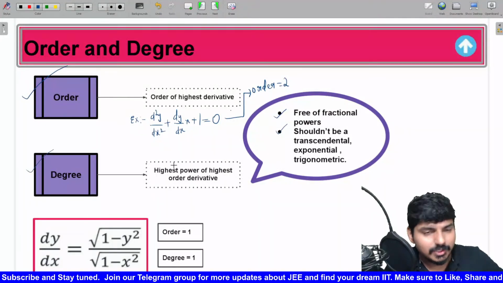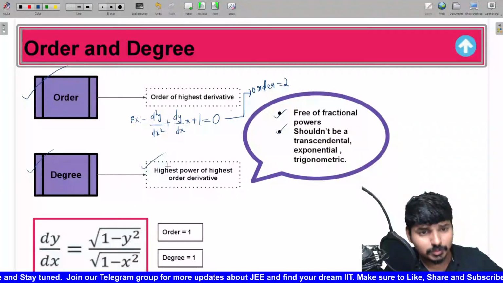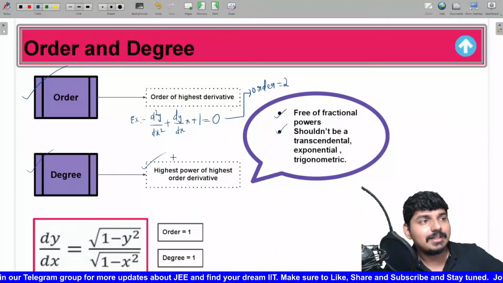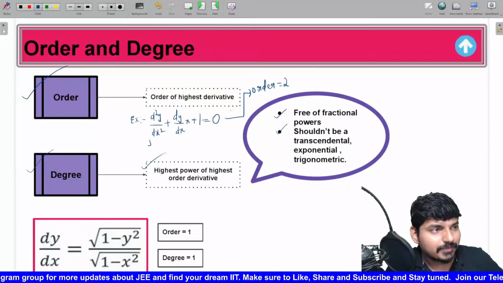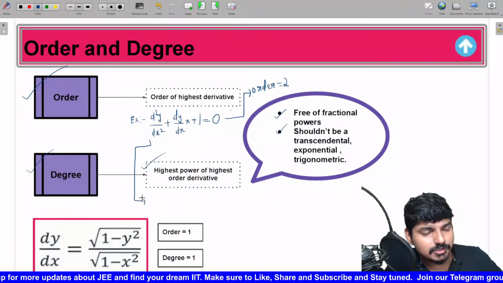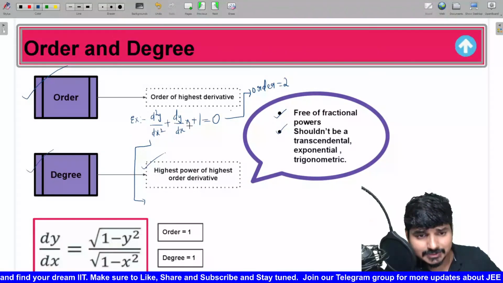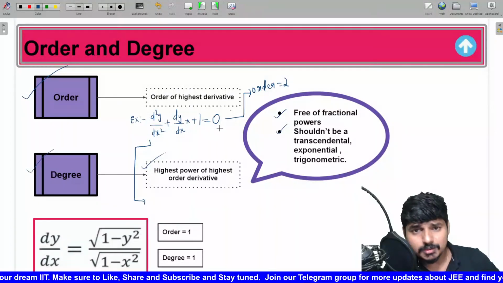Well, that is going to give you what? It is going to give you the degree of the differential equation. For example, let us take the same differential equation. First, when you see this differential equation, d square y by dx square plus dy by dx into x plus 1 is equal to 0.